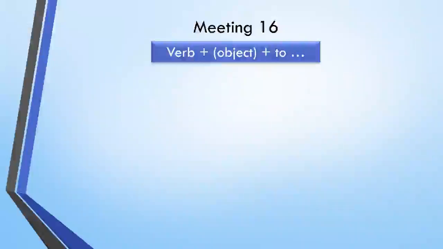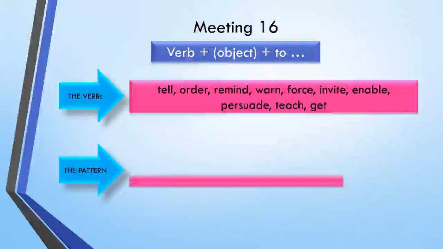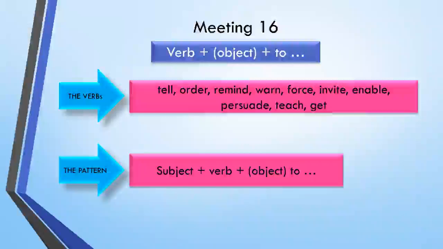Now let's see the next. We have verb plus object plus to. It means that you can only use this kind of pattern for this list of verbs: tell, order, remind, warn, force, invite, enable, persuade, teach, and get. These are the verbs that we can use only with this pattern, verb plus object plus to. For the pattern, subject plus verb, and we have to add the object plus to.